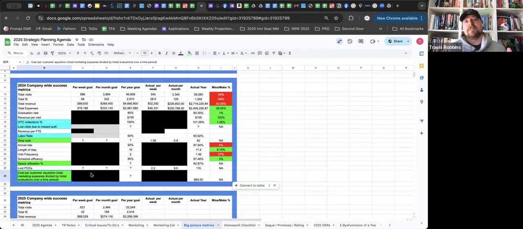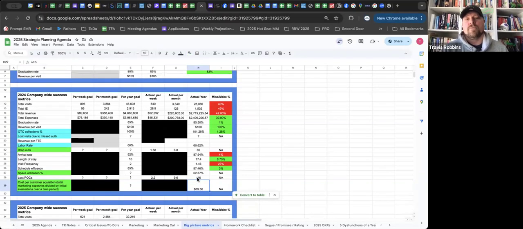You just take all your marketing costs over a period of time, and all of your initial evaluations over a period of time. You divide that number in, and it can give a basic idea of how much it costs you to get a new patient in the door. So we track a lot more metrics than that, but those are what we talked about earlier. I think what you're looking for, and it's a great example today.